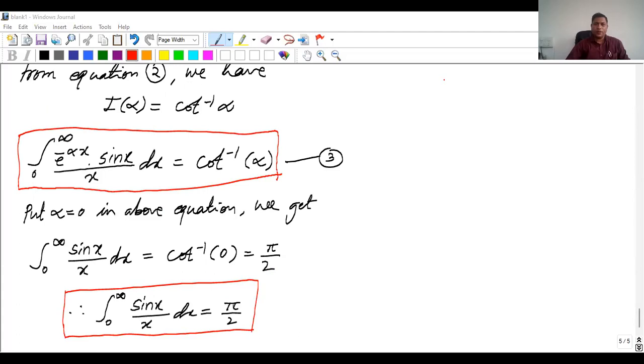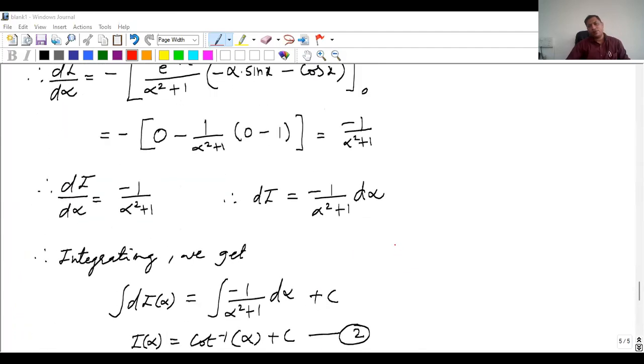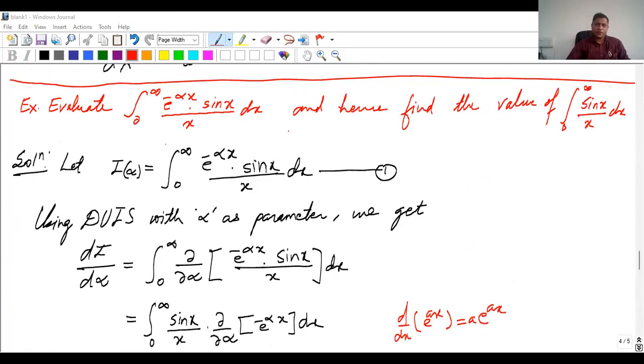So how do we get I of infinity equal to 0? We have this integral, equation 1. Now, if I put infinity here, what will be the value of e raised to minus infinity? Zero. So e raised to minus infinity is 0. So what will happen to this integral? This integral will be 0. That's why we have written I of infinity is equal to 0. Is there any other doubt? No, sir.